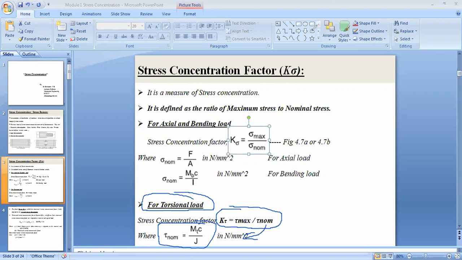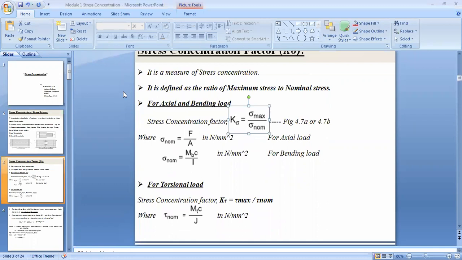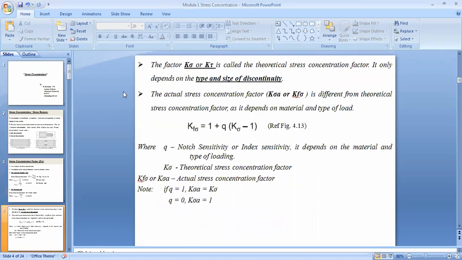Right? Then these stress concentrations are also called theoretical stress concentrations, not the actual one. So theoretically, you use a mathematical formula. That's why this stress concentration factor is called the theoretical stress concentration factor. And that mainly depends upon the type of discontinuity. What does type of discontinuity mean? It may be a hole, a groove, or a shoulder. Size of discontinuity means the size of that hole, the diameter of the hole, or the sudden decrease in diameter at the shoulder. That will be the size, the dimensions.